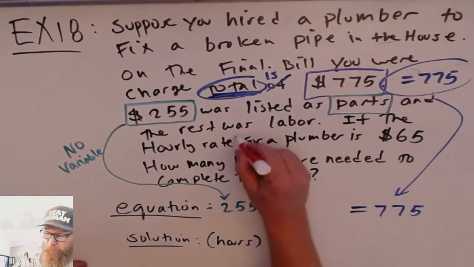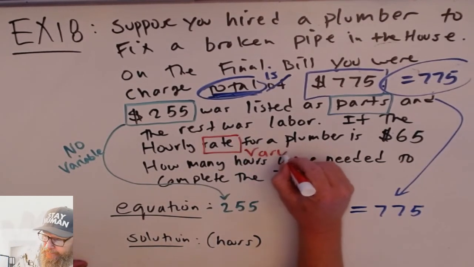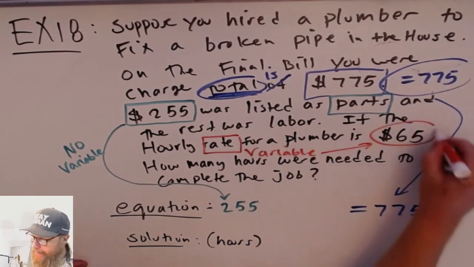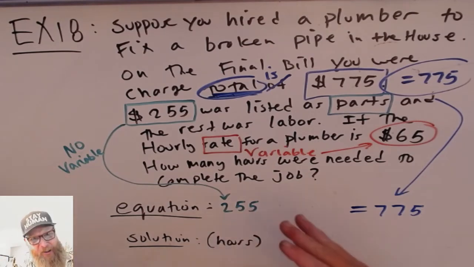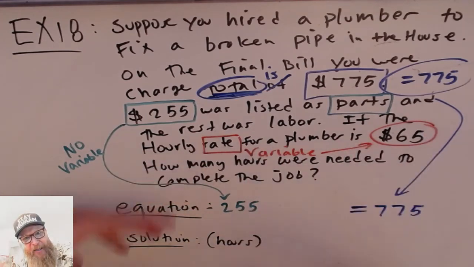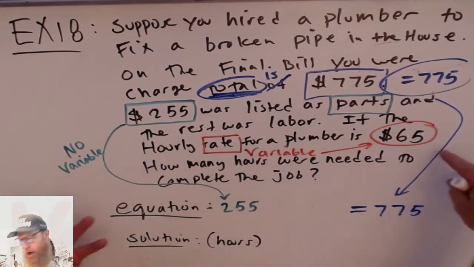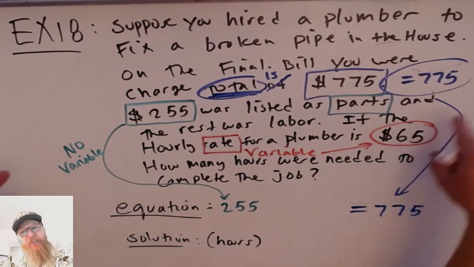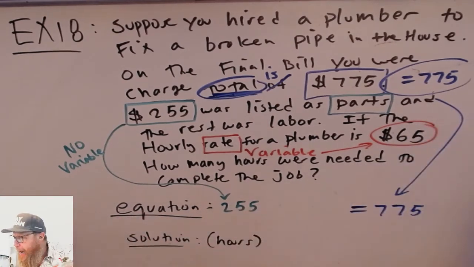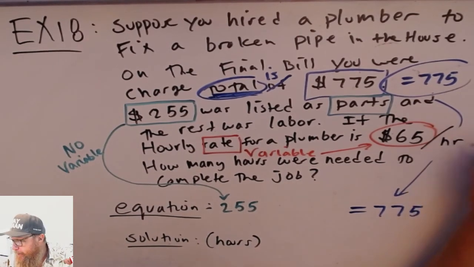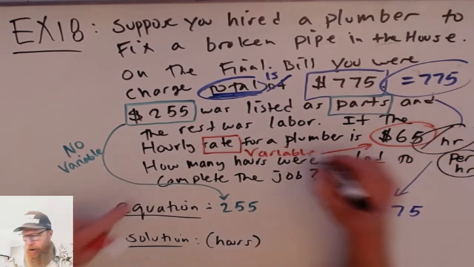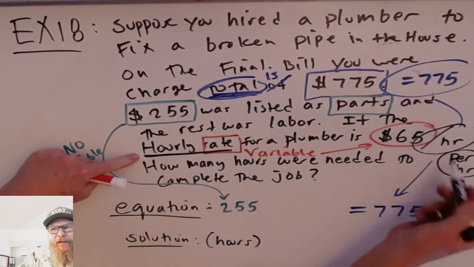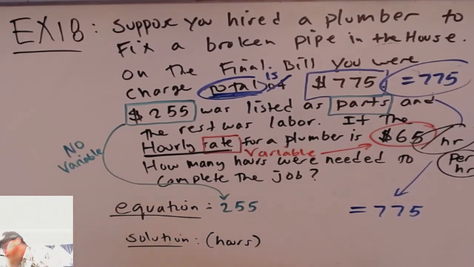Look for the word rate. Rate is a variable. Think about it. If you work for 1 hour, well then X is 1. If you work for 2 hours, then X is 2. So the rate is telling you how often you're being charged the $65. If I really wanted to be careful, I would say $65 per hour. I already said it, the hourly rate, so it's implied that that's $65 per hour.